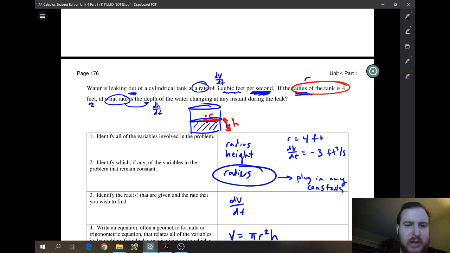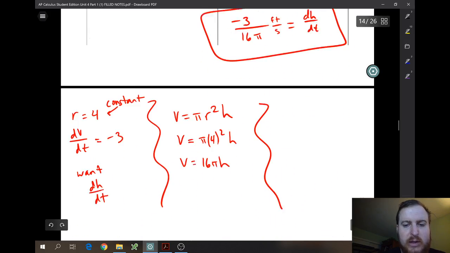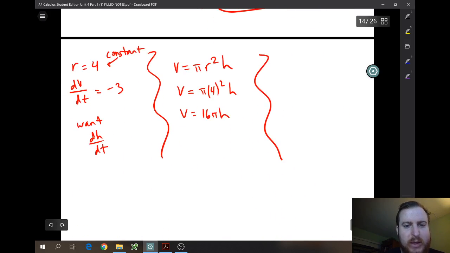But the other big thing we need to realize is to think about the shape. If we have a cylinder and we have water leaking out of the cylinder, the only thing changing is the height of the water. The radius of the water is not going to change. It's always going to maintain that circle. So learning our shapes and realizing when things are constant. The big one is cylinders, the radius is usually constant. There are a couple others that we'll get to, but for now we'll start there.